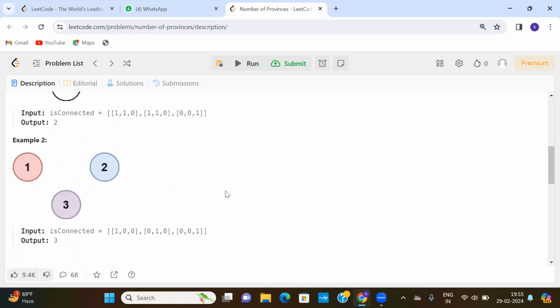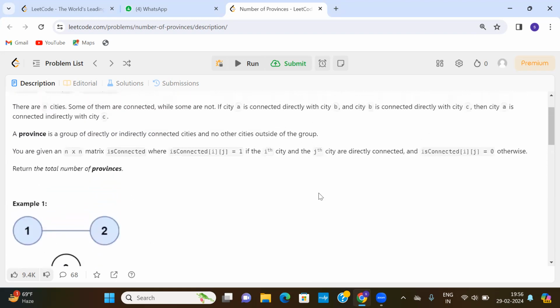In a similar way, in example number 2, we have 3 different components. Because from 1 we cannot reach 2, neither can we reach 3. So it's a self component. From 2 also we cannot reach 1, nor 3. So it's another component, and similarly 3 is also a component. So there are a total of 3 components. So the number of provinces is 3.